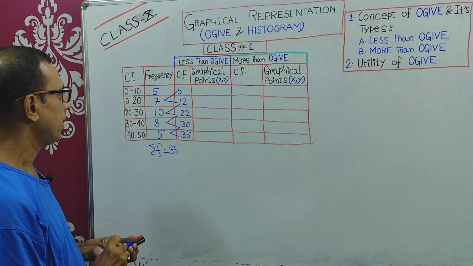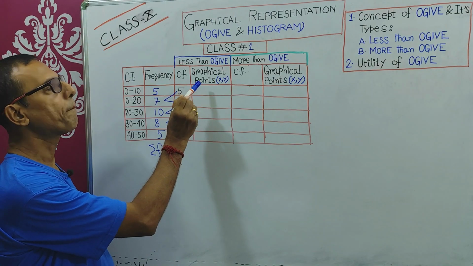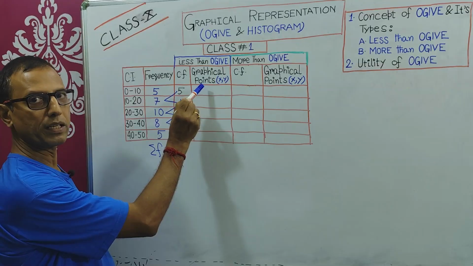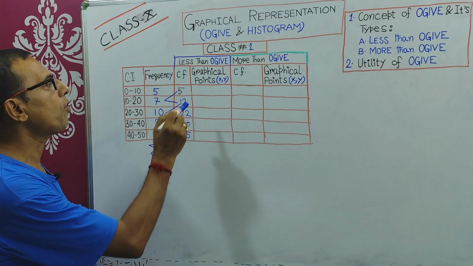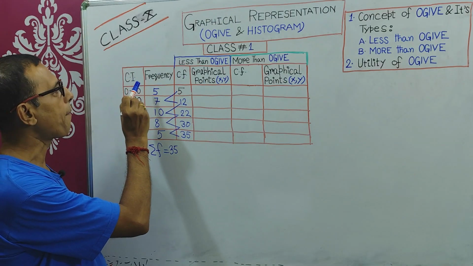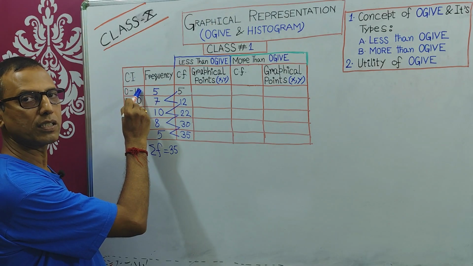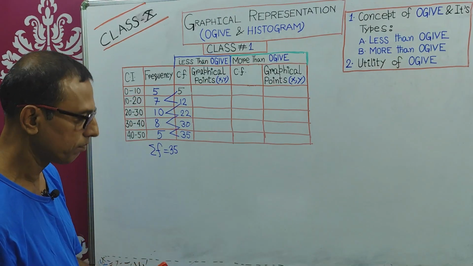So now, for less than OGIVE, when we plot these graphical points, we will write down the graphical points. What we will do is, along the x-axis, we will put the upper bound of each of the class intervals. So let me draw the graph first, the axes first.